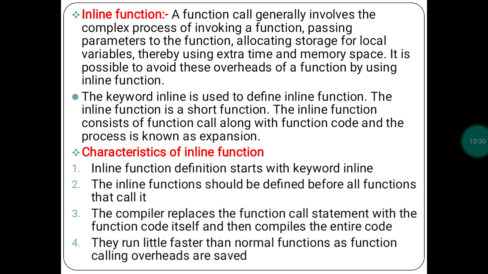First, an inline function will start with the keyword inline. Second, the inline function will be declared before all functions can call it. Third, the code of itself will be compiled, so no need to call them through objects. And fourth, it is a little bit faster than normal functions, because we don't need to call them through the object. It will be called by itself only. So these are the four characteristics of inline function.